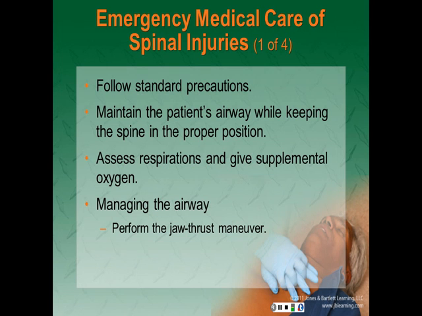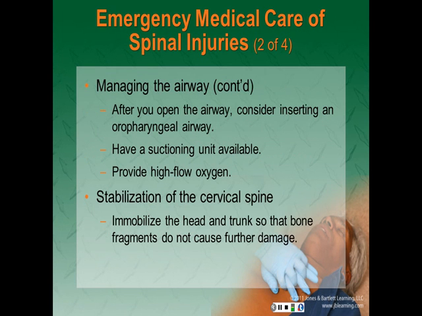Emergency care for spinal injuries. Remember always to follow your standard precautions. Maintain the patient's airway while keeping the spine in the proper position. Assess respirations and give supplemental oxygen. Manage the airway. Perform the jaw thrust. Do not use the head tilt chin lift maneuver because it extends the neck and may further damage the cervical spine. After you open the airway, consider inserting an oropharyngeal airway. Have a suctioning unit readily available and provide high flow oxygen.